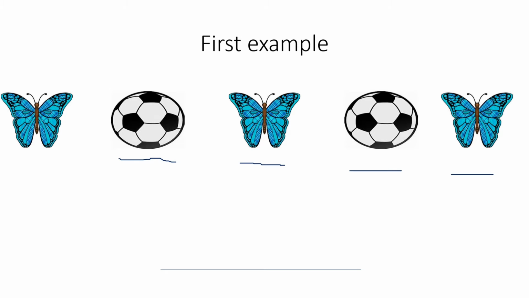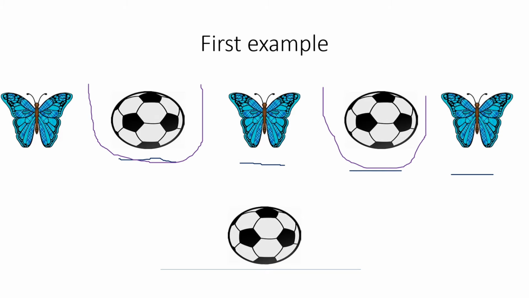Okay, so let's take a deeper look into our pattern. We have butterfly, football, butterfly, football. So after our butterfly is our football. So here in our first example, we can see two things are repeating themselves. Two things are happening again and again. And that is the butterfly and the football. So first we have the butterfly, and after the butterfly is our football. So after every butterfly is the football, and after every football is the butterfly.